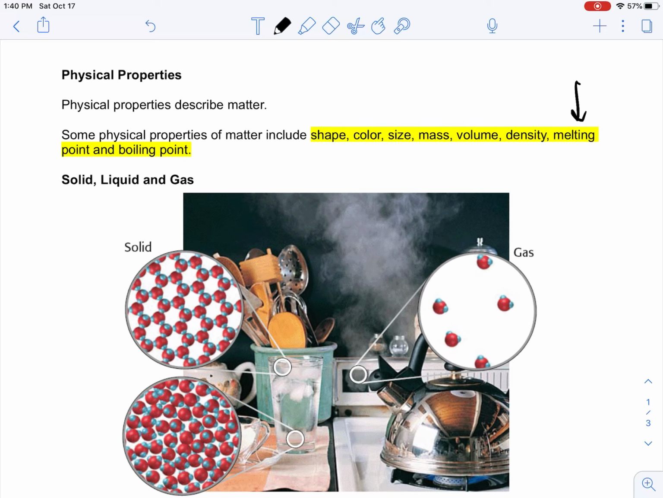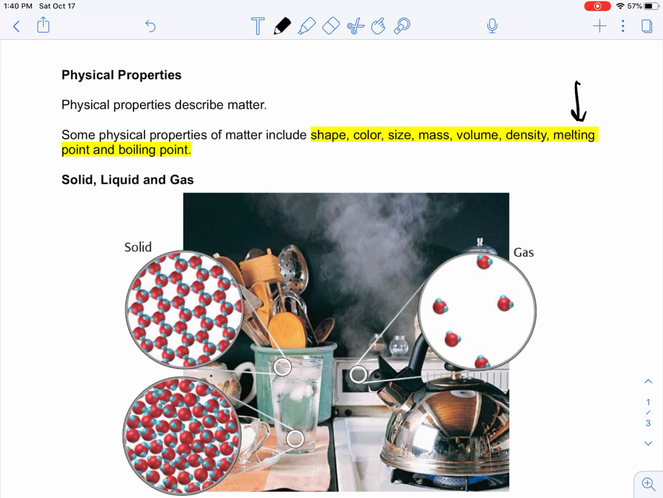So physical properties describe matter. So do chemical properties. That'll be a different lecture, but for right now, just physical properties. Physical properties of matter include things like shape, color, size, mass, volume, density, melting point, boiling point, a few other things as well. Things you can describe physically, or determine physically, without changing the identity of the substance. So you can say what something's shape or color is without changing that thing. You could even determine density or mass or volume without changing what it is.